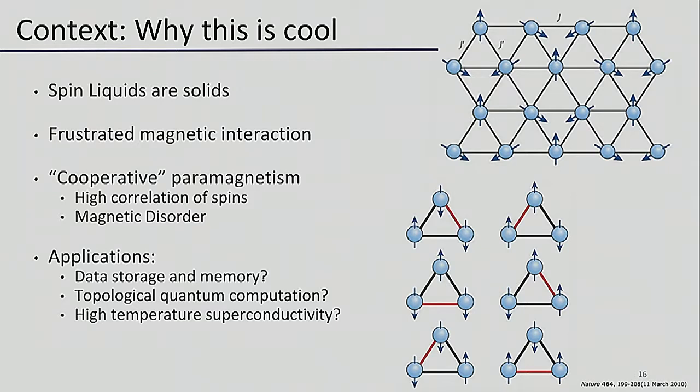Frustrated magnetism is interesting because there's a bunch of question marks on my slide, and it's not because I don't know the answer, it's because they actually don't have, that I've read so far, a practical application. But we're thinking they'll have some great applications in data storage and memory, or quantum computation, or maybe high temperature superconductivity, because it's something that hasn't been studied very extensively until pretty recently.